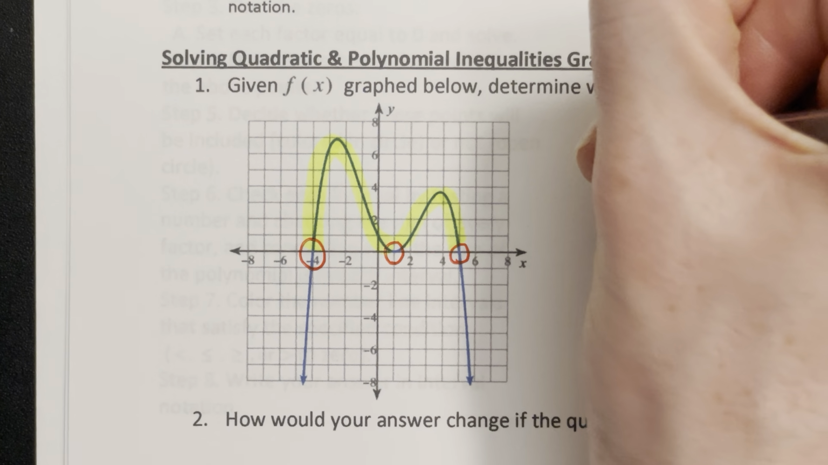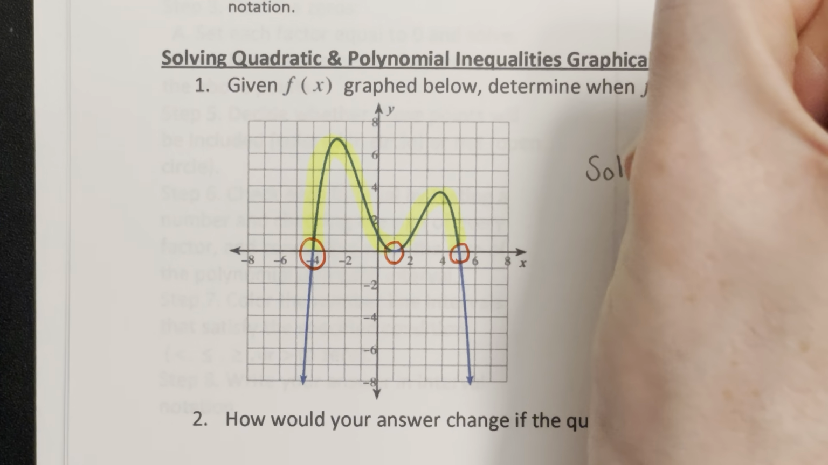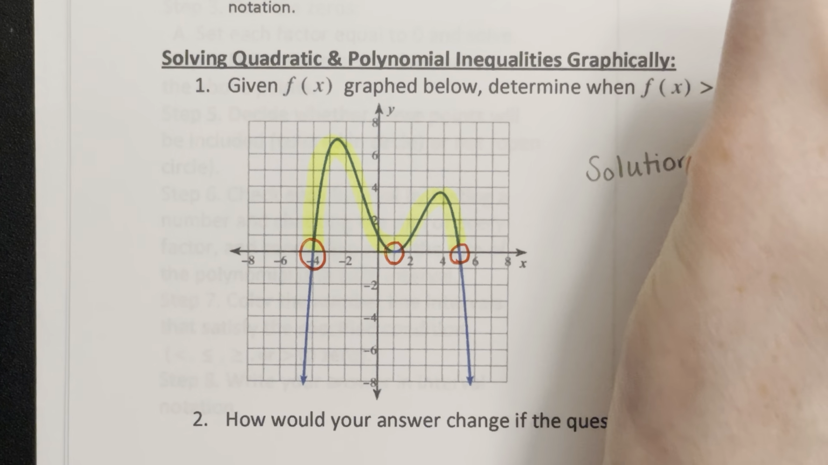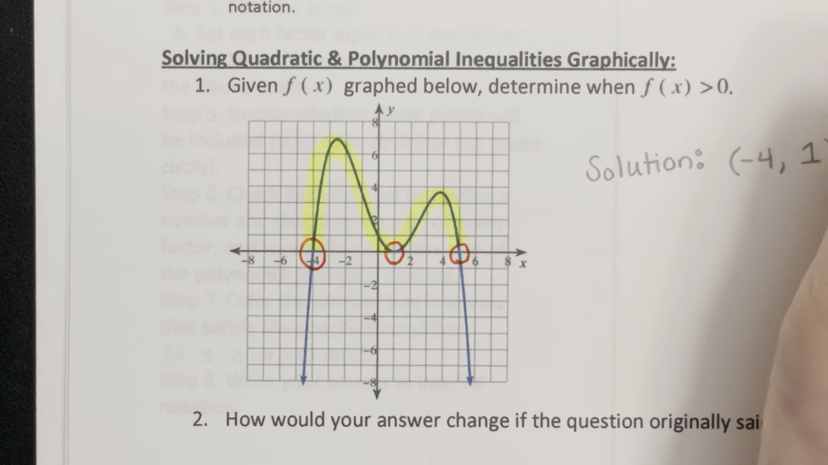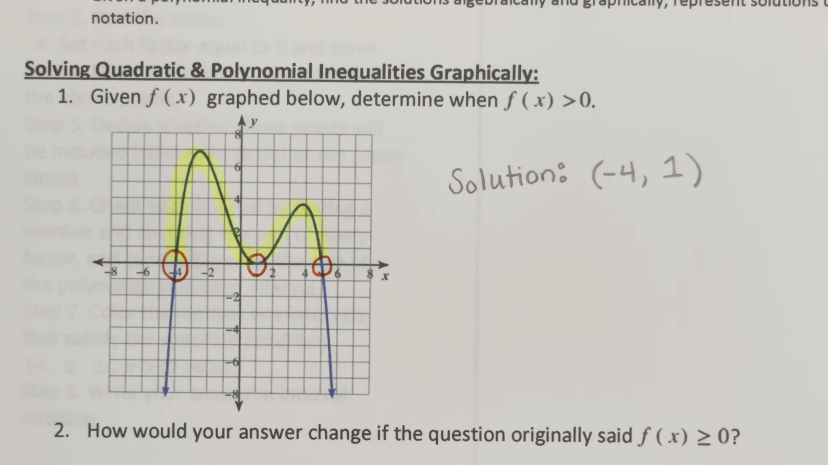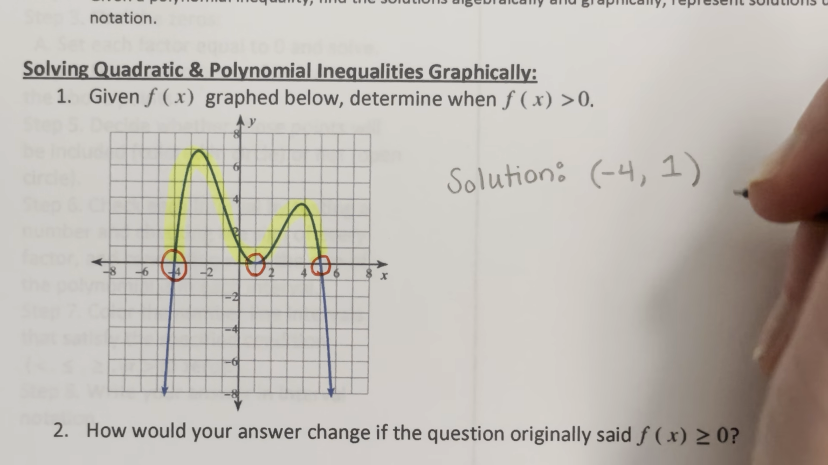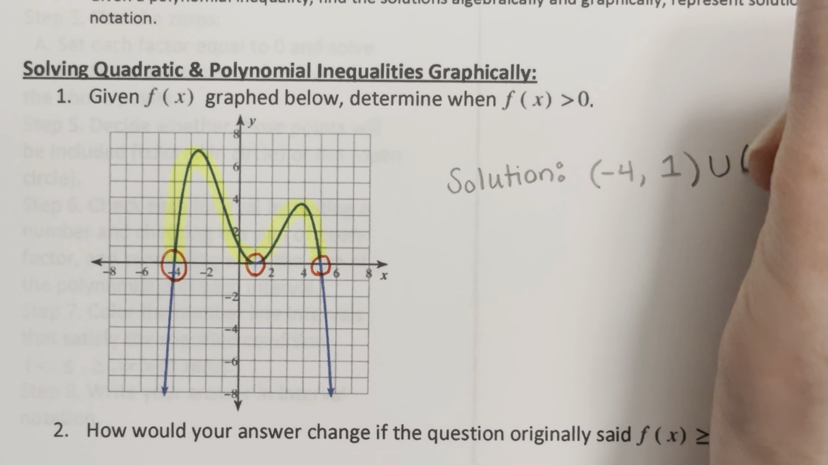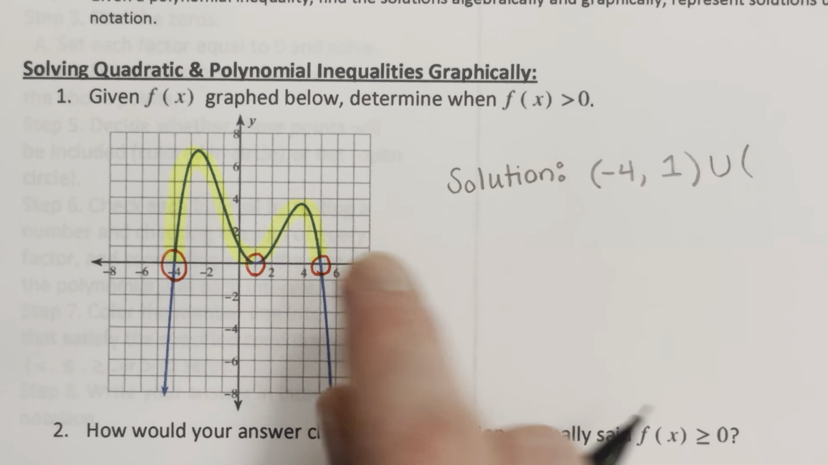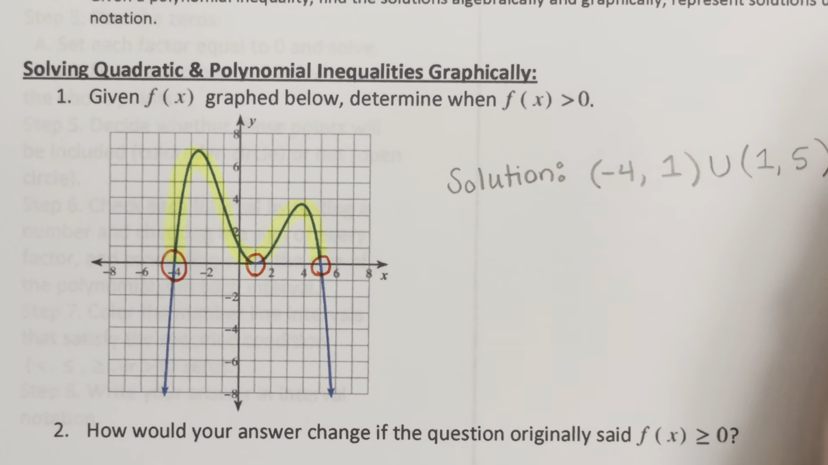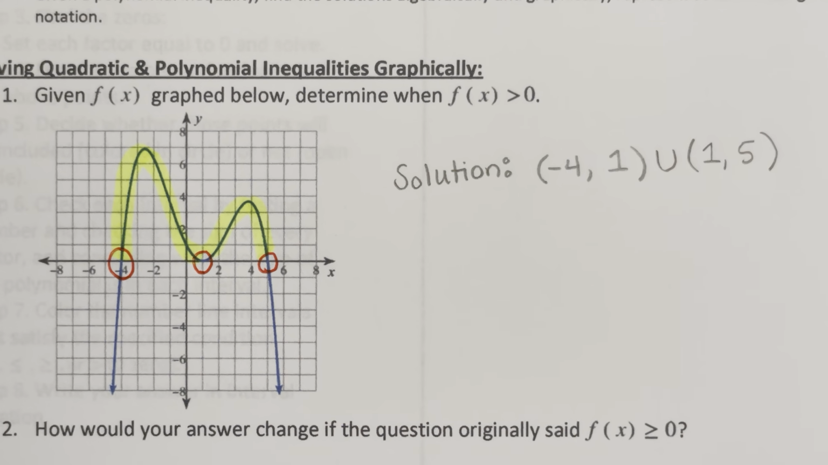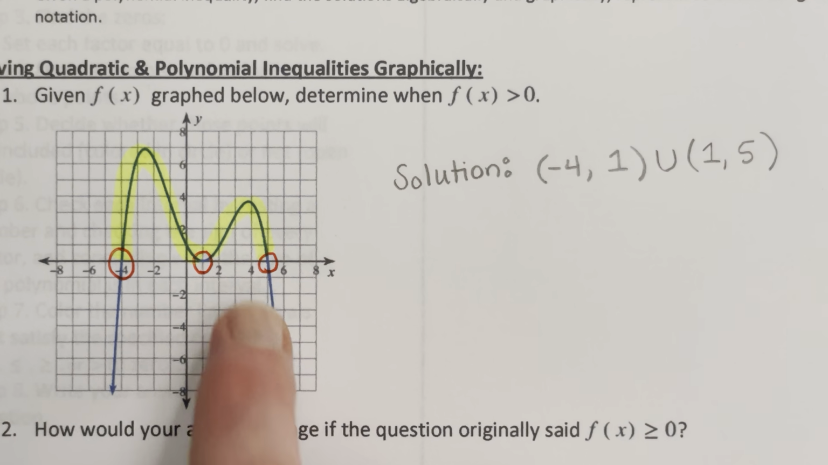So we would have a solution to that inequality that would say from -4 all the way to +1, but we're not including those boundaries, -4 to +1. And then we have another section. This second part is from +1 to +5. Again, we're not including the boundaries 1 and 5 because those are when it's equal to.